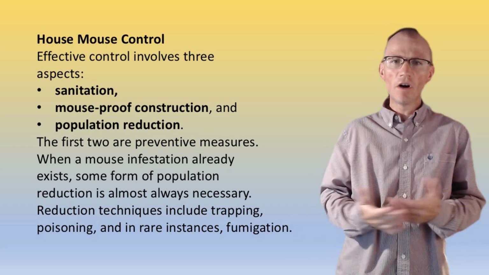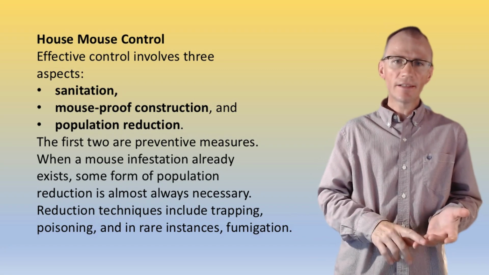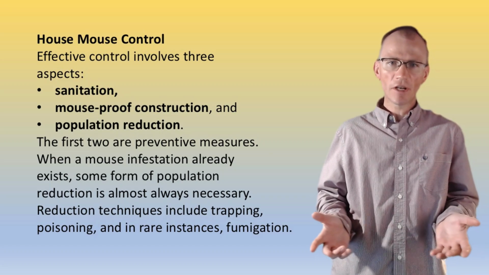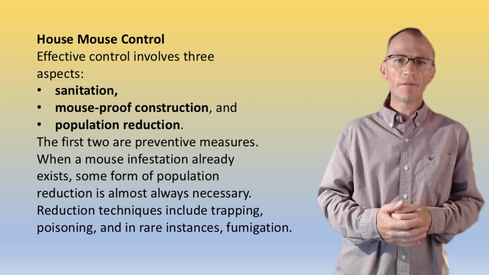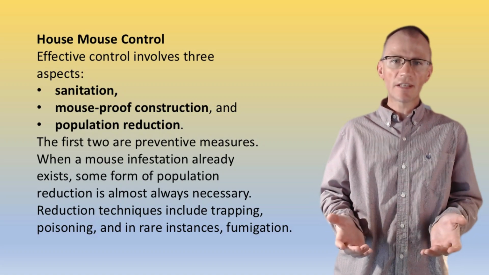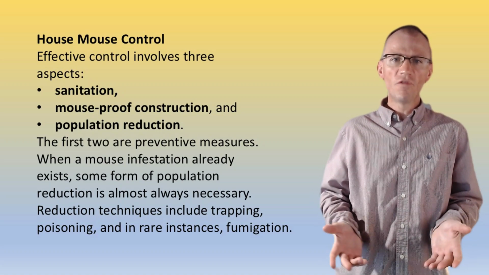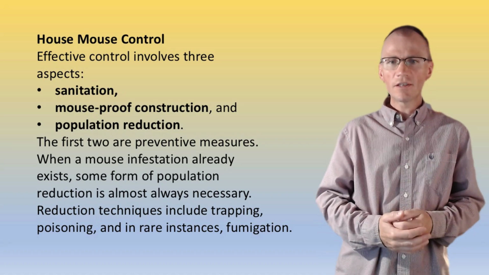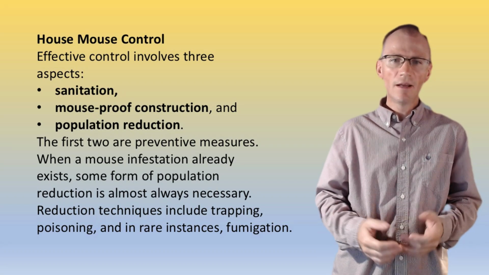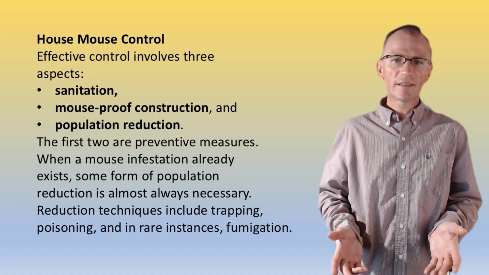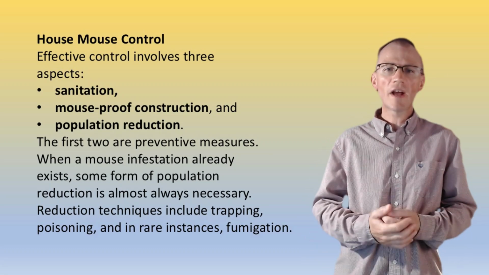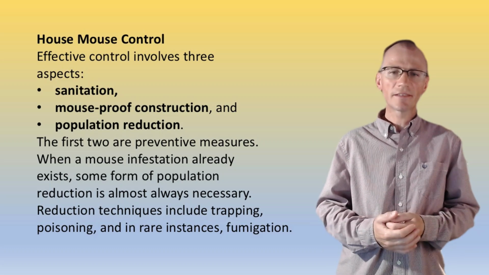Effective control involves three aspects: sanitation, mouse-proof construction, and population reduction. The first two are preventative measures. When a mouse infestation already exists, some form of population reduction is almost always necessary. Reduction techniques include trapping, poisoning, and in rare instances, fumigation. And most all of you are probably familiar with trapping and obviously poisoning, things like that.